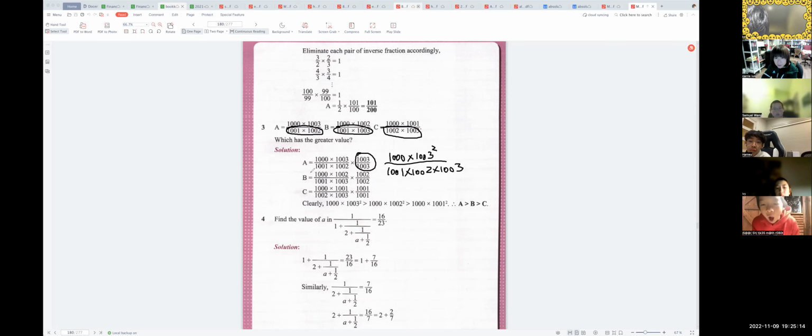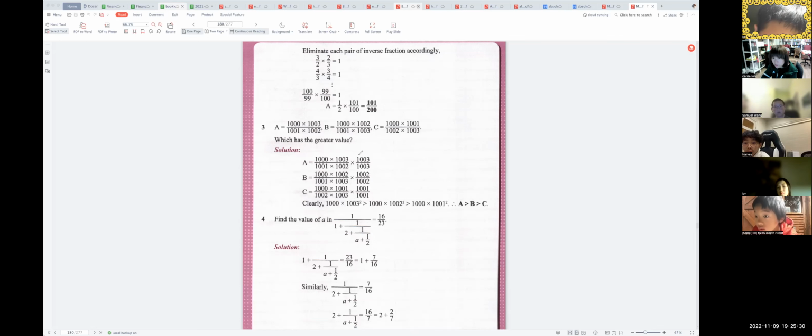And by doing this one, you have 1000 times 102 squared. And by doing this one, you have 1000 times 101 squared. So obviously, which one is the biggest? A is the biggest because A has the biggest numerator. Understand? Because you can see I multiplied by these, and the value of these three things is always 1. So it's not going to change the value of A, B, C.